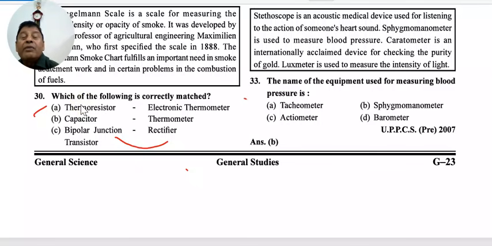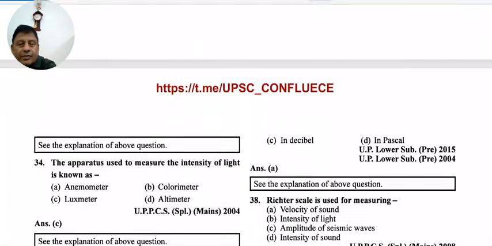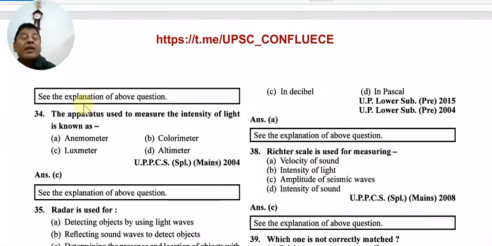So now come to 35. The name of the equipment used for measuring blood pressure is sphygmomanometer. So it's the right response, B. Come to this, the apparatus used to measure the intensity of light is known as, show the intensity of light, याद रखेंगे लक्स मीटर.